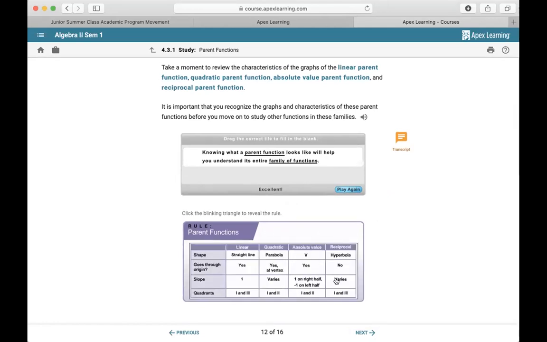All right, so then what are the characteristics of the graphs that are in common with the different functions? Here's kind of your breakdown, right? And this is also what's in your study guide, okay? This quick little summary sheet. Linear, straight line, goes through the origin, slope of 1, it's in quadrants 1 and 3, all right? And you have that for the 4 main ones that we're gonna talk about here. So the 4 are linear, quadratic, absolute value, and that reciprocal, okay?